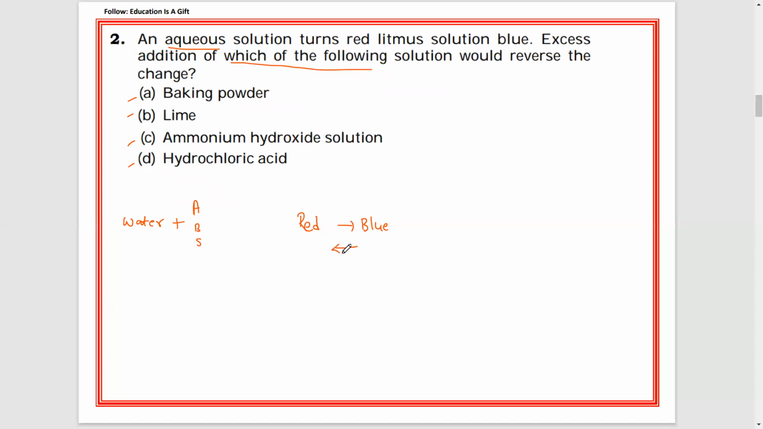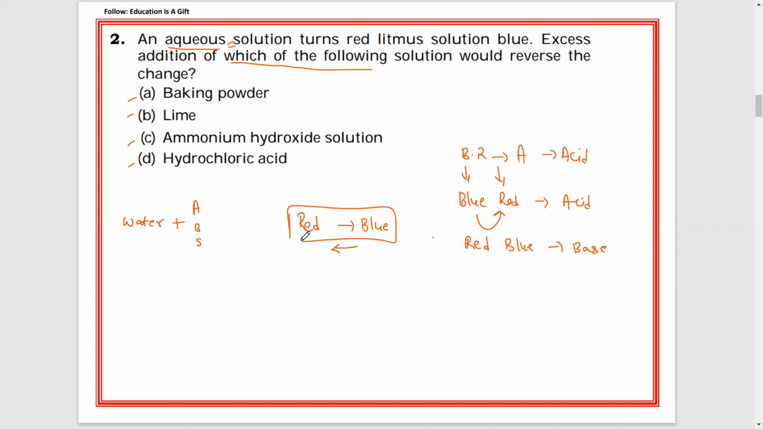Actually, let us try to understand which solution turns red to blue and blue to red. Try to remember B.R. Ambedkar. B stands for blue, R stands for red, A stands for acid. So simply to say, if blue color litmus paper is turning red, that solution is an acidic solution. Now what they are asking is red to blue. So if it is quite opposite to that, if it is converting red to blue, definitely that is base. Now they are asking in the question that this aqueous solution is turning red to blue. Red to blue in the sense, definitely this solution is base.